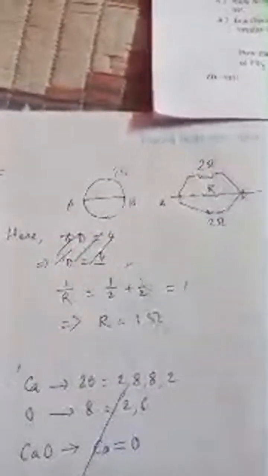A thin wire of resistance 4 ohm is made to form a circle. Find the resistance across any diameter. So how can we solve this? I have taken a 4 ohm thin wire which forms a circle.